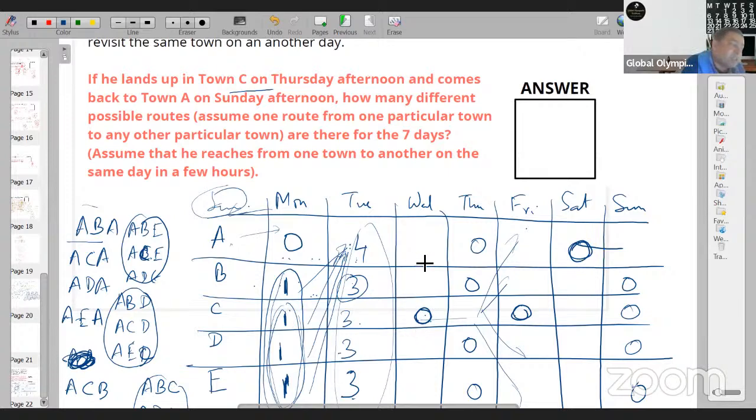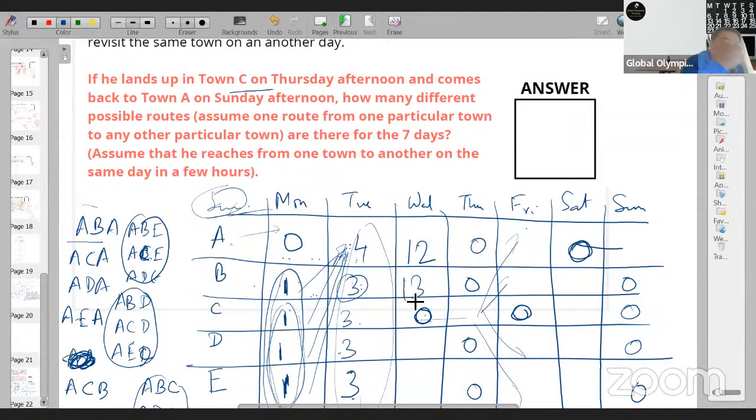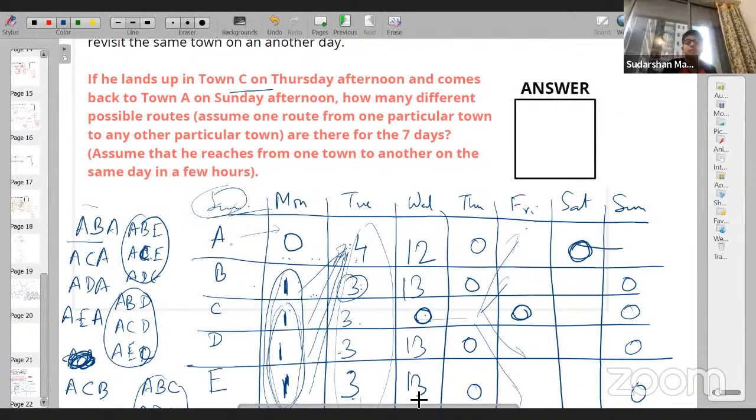Now we will just keep on doing this. It's a very simple thing. For A, we will add up all the rest. We will get a 12. For B, we will add up all the rest. So that's a 9 plus 4, 13. For the rest, all will be 13. Correct. Now we add all of this.